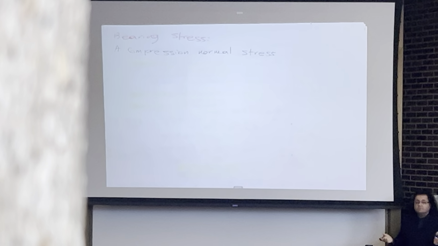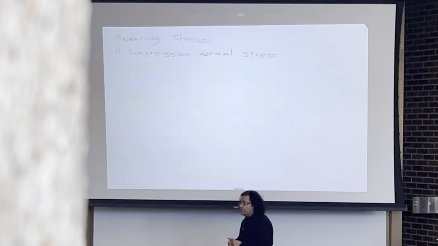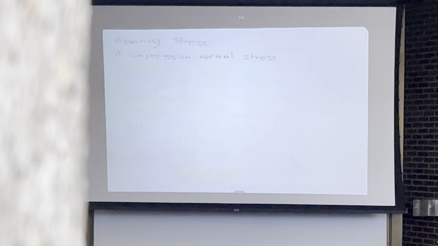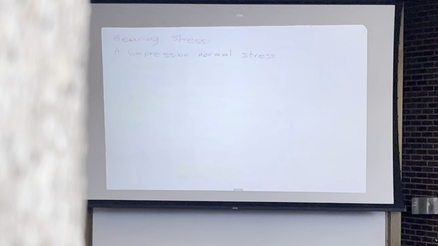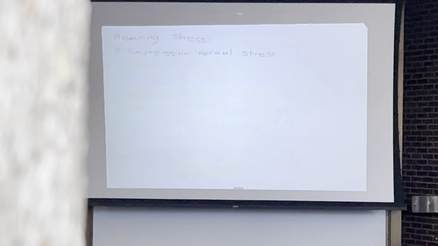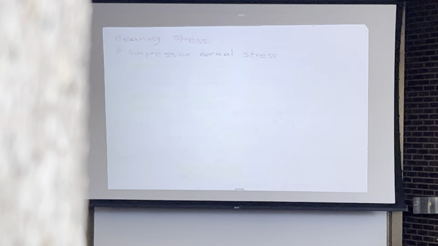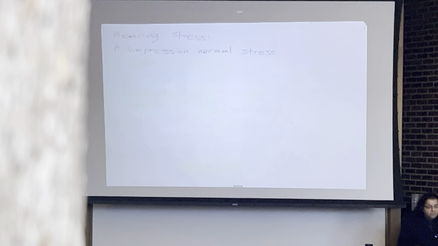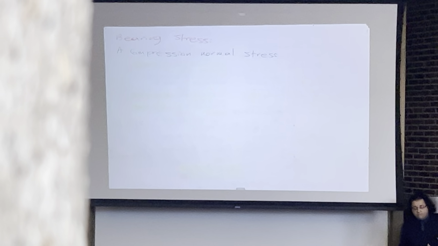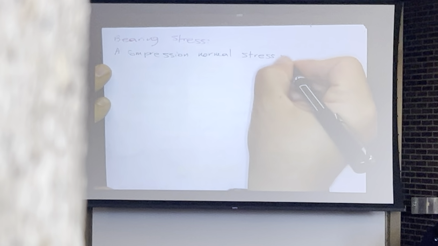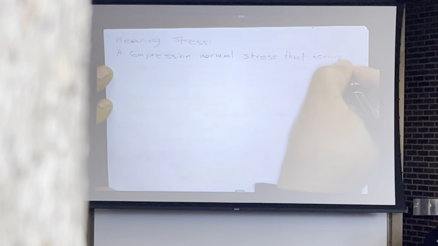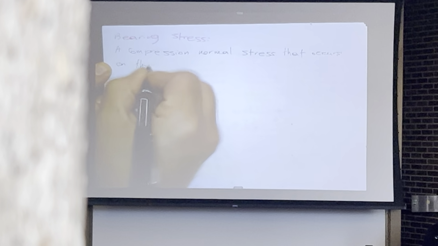If you recall, we have two types of stresses, normal stress and shear stress. Normal stress itself can be in two forms, either tensile or compressive, either tension or compression. So this bearing stress is a compression normal stress. But why do we call it a bearing stress, not a normal stress? Because it occurs on surface of contact.